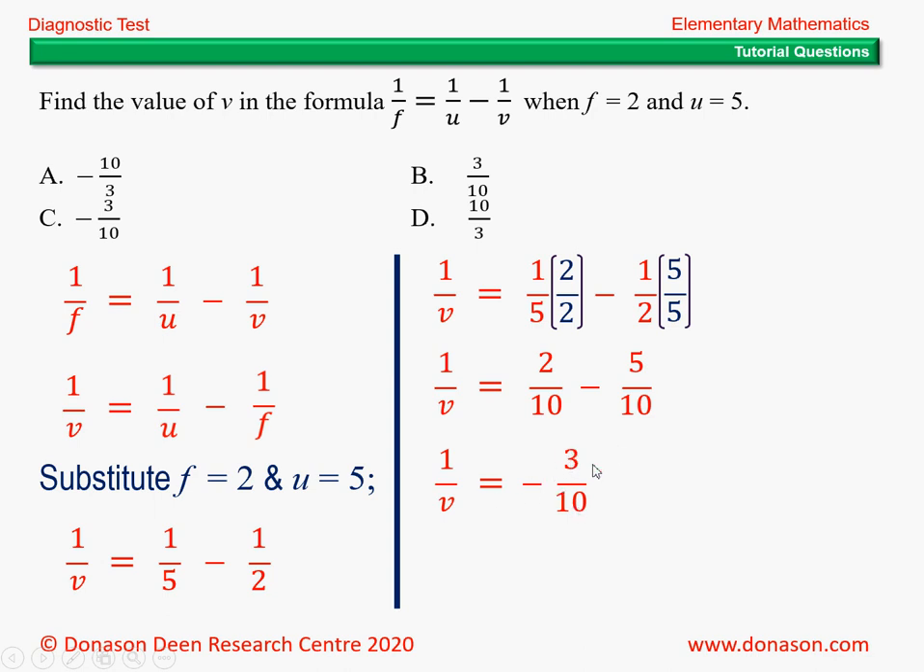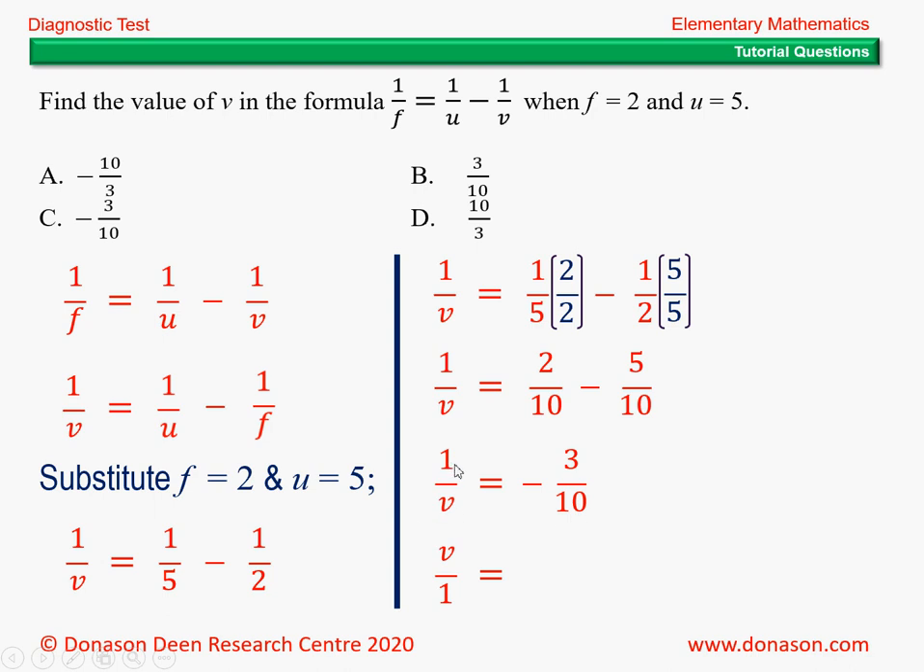Now, this is actually not the value of V. This is actually the value of 1 over V. So we want to find out what's the value of V as needed in the question. What we need to do is swap the fraction. We make the denominator go up and the numerator come down, so it becomes V over 1. So 1 over V is minus 3 over 10.